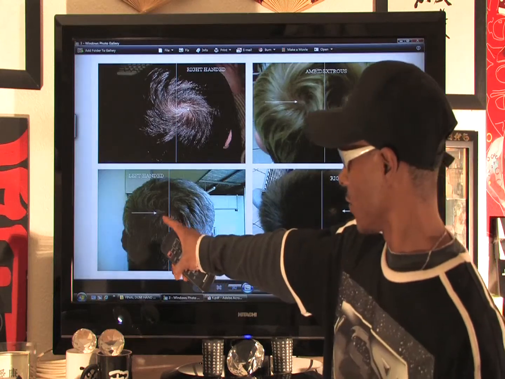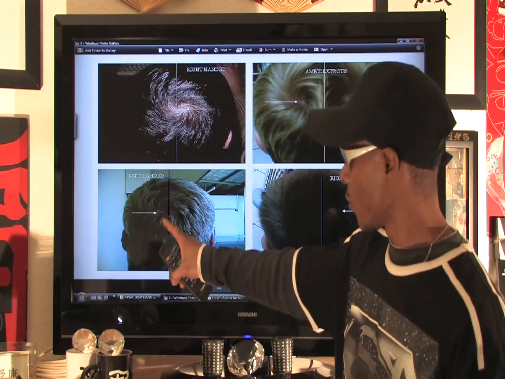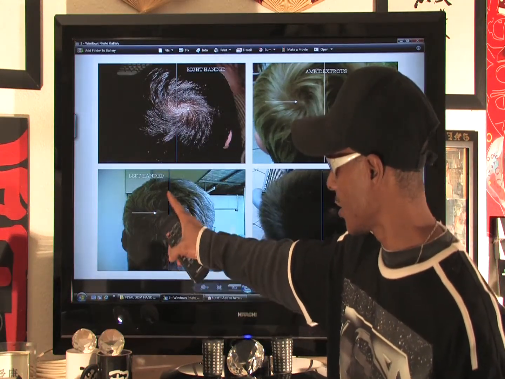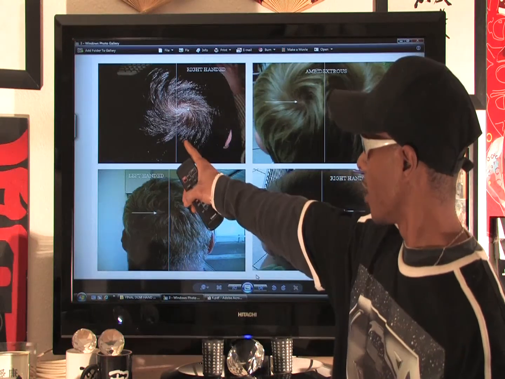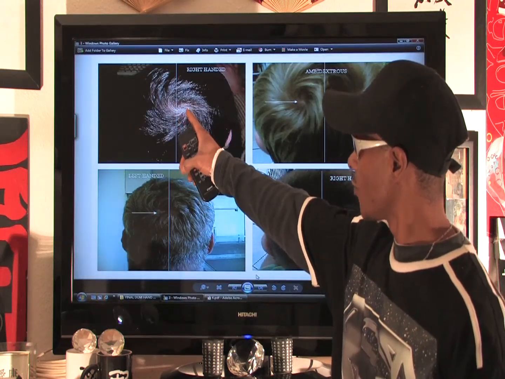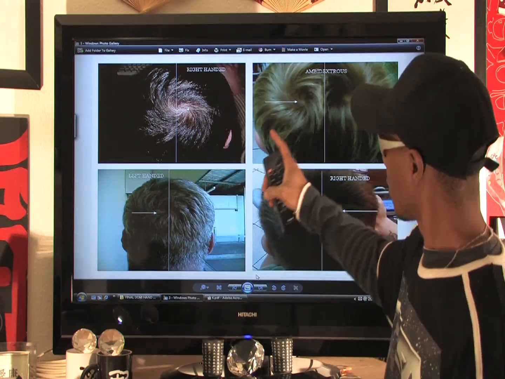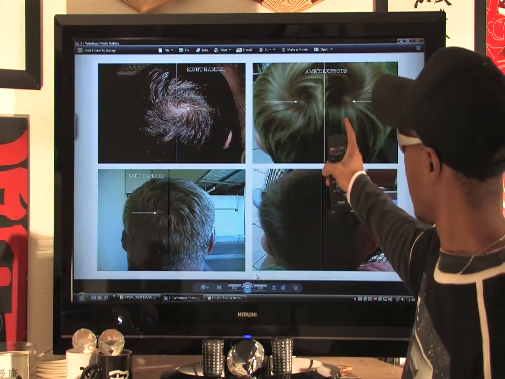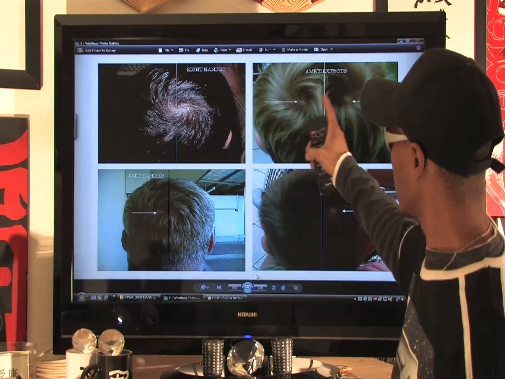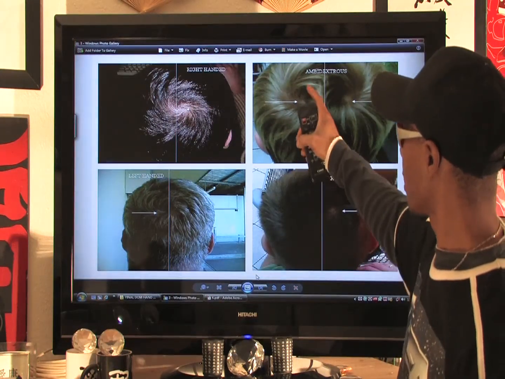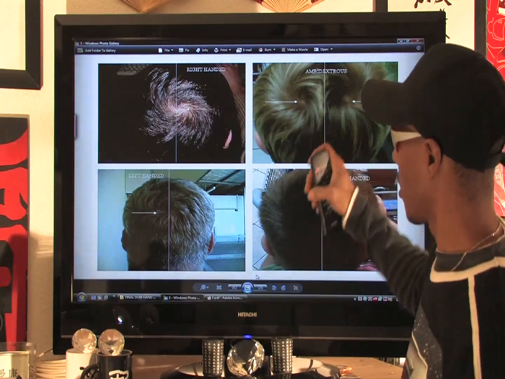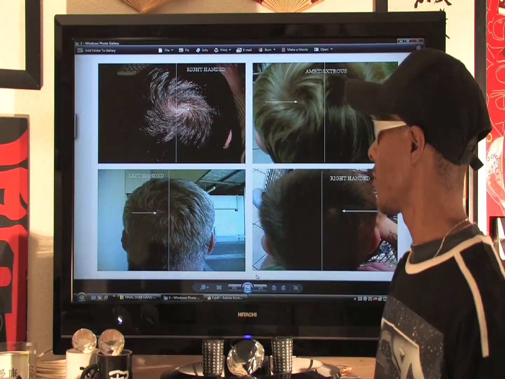This person here, the eye of their spiral, falls to the left side of the center line. And on this person here, the eye of the spiral falls on the right side of the center line. And this person, being the ambidextrous one, happens to have two spirals on either side of the head, one going counterclockwise and one going clockwise, which is a very mysterious anomaly.